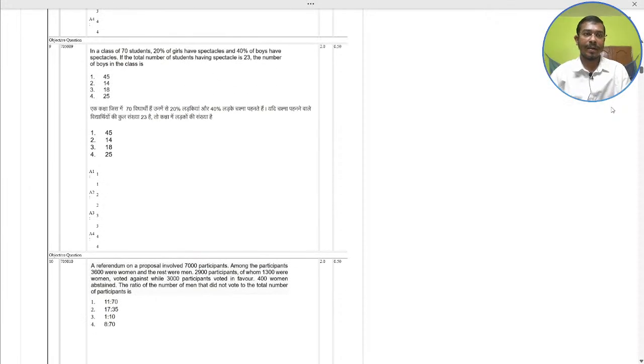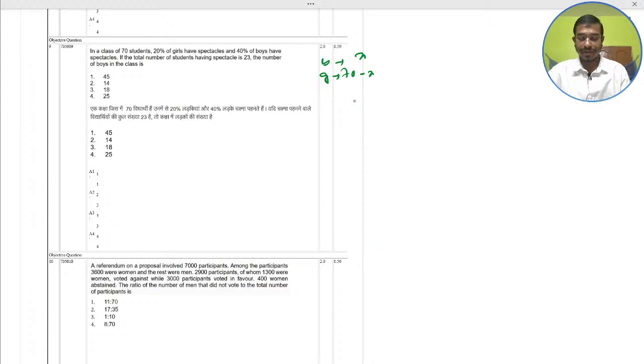Next, go ahead. In a class of 70 students, 20% of girls have spectacles and 40% of the boys have spectacles. If the total number of students having spectacles is 23, the number of boys in the class is what? So let the number of boys be x. Number of boys is x, simple. Number of girls is 70 minus x.